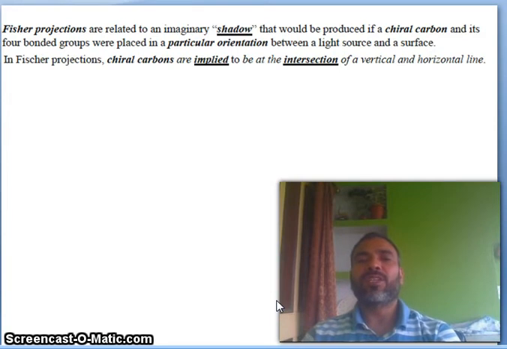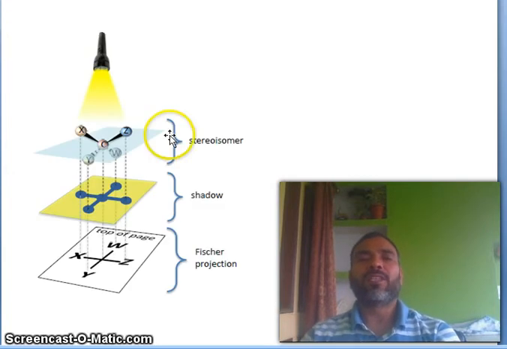In a Fisher projection, the chiral carbon is implied to be at the intersection. You know intersections from mathematics, how to intersect two lines, a vertical and a horizontal line. So we have two lines which intersect. Now you see here, this is the light source and this is our chiral carbon, an optically active compound which contains four different groups.